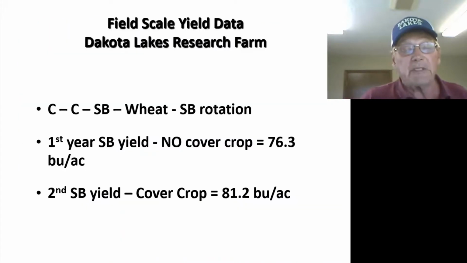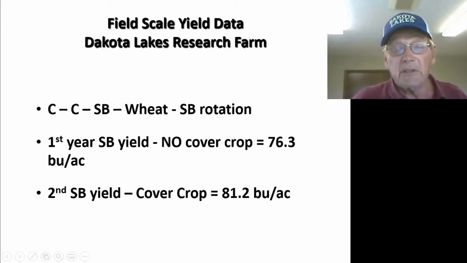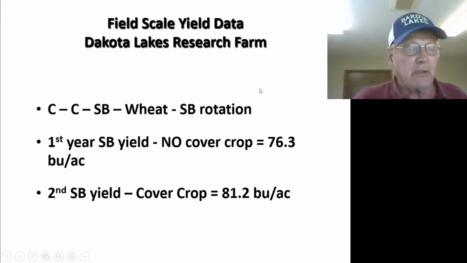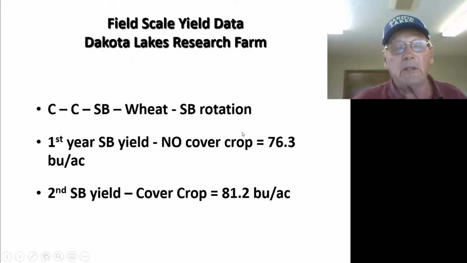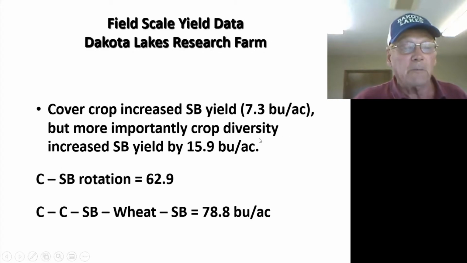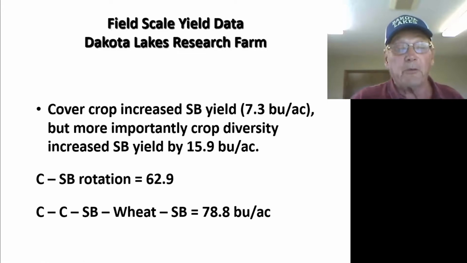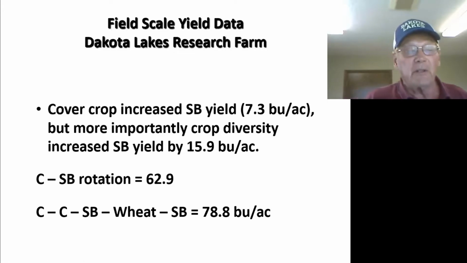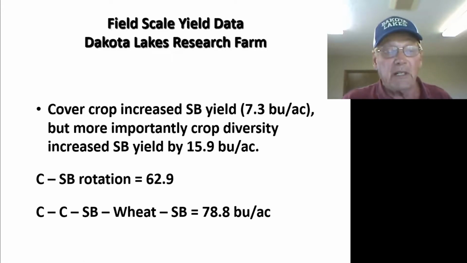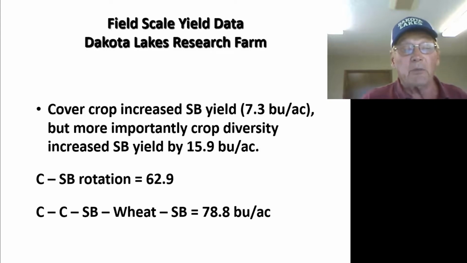We see some of the same things with irrigated ground where moisture isn't necessarily the big problem. We have a rotation of corn, soybean, wheat, soybean, where we average nearly 80 bushel an acre on soybeans, whereas if we do corn, soybeans, about 65. Cover crop will increase the soybean yields a little, but changing that rotation increased it a lot, 15 bushel versus 7.